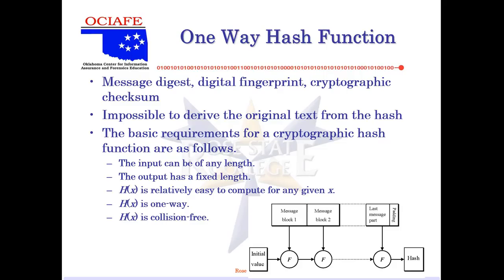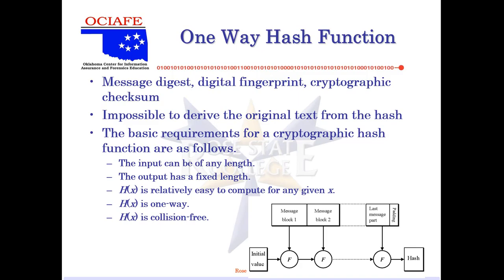When we hash your passwords in the NT LAN Manager, it's always going to come out a certain length. No matter if you have a 36 character password or an 8 character password, it's still going to come out to be the exact same length. So you're never going to be able to undo it. The hashing algorithm is relatively easy to compute for any given X amount, which means the input length. It's a one-way. That means it's only going to go one way, and it's collision free.